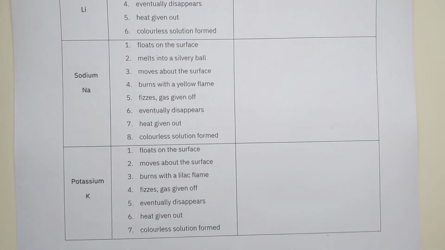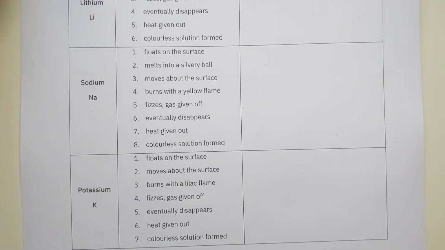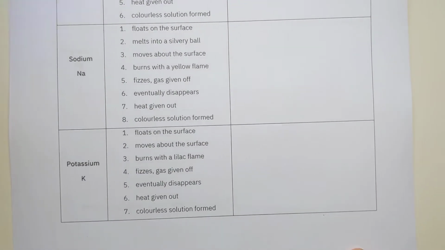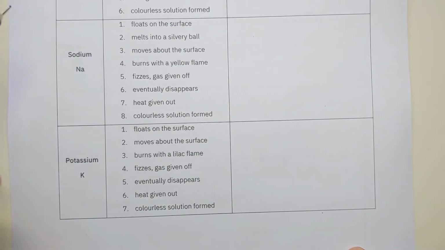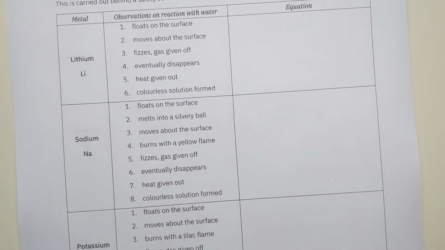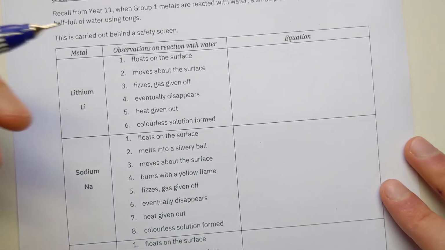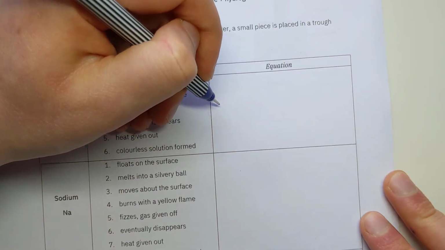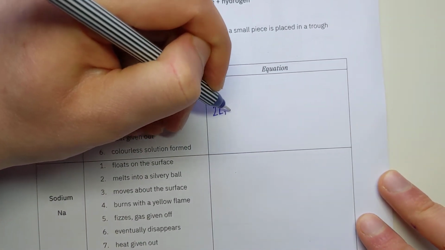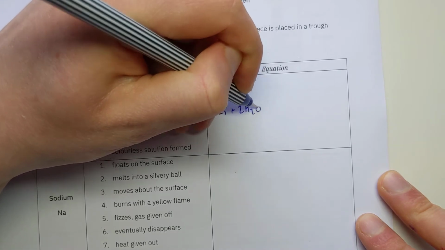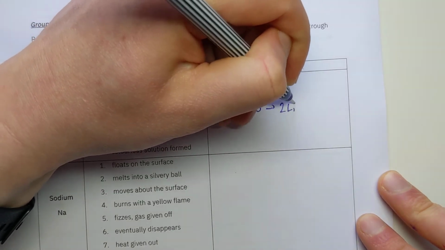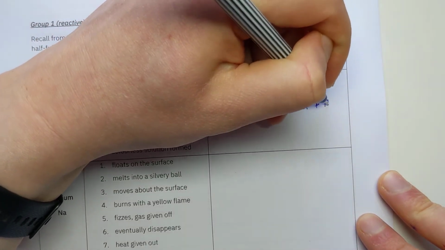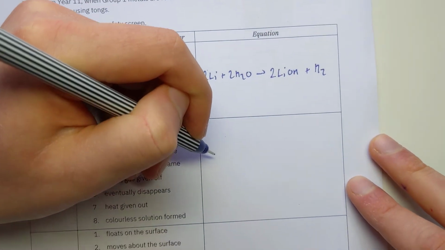This is taken straight out of your year 11 notes. We had it for lithium, sodium, potassium. We had all these observations. I'm not going to go through them because you've just looked at them. And the equations are just as you had them at the time. So lithium reacted like this. 2 lithiums react with 2 waters to make 2 lithium hydroxides plus a hydrogen. And that's going to be the same for all of them.